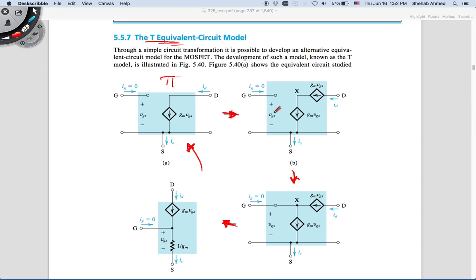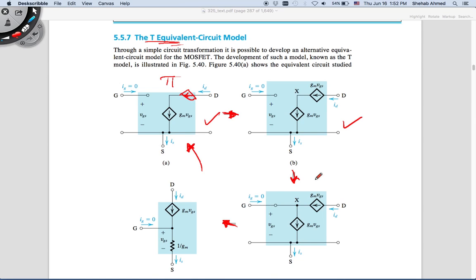So here, what did I do? I kept my input the same, and I added a current source here. This current source has the same value. Since it's the same value, I'm not changing anything. So no changes happen, and this is equivalent to this, no problem.